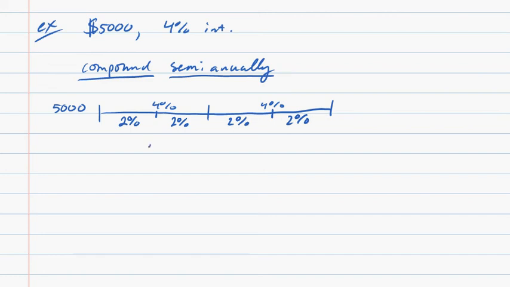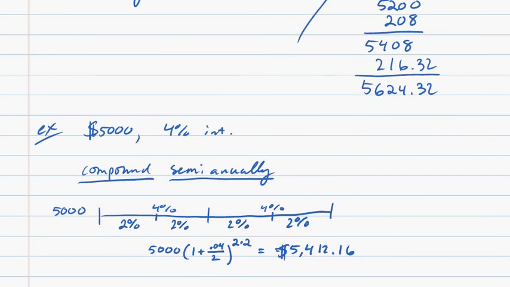So in this case, we are actually doing 5,000. And we're doing 1 plus, and I'm going to write it this way. They're going to take the 4%, and before they add it, they chop it in half to get the 2%. And normally we would go for 2 years, but it's going to be 2 times 2 years because we're doing twice every year. Now, if we work this out on our calculator, I'm getting an answer of 5,412.16.